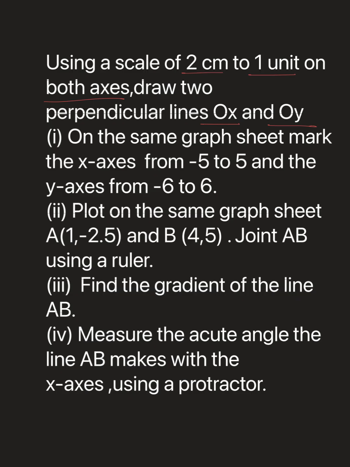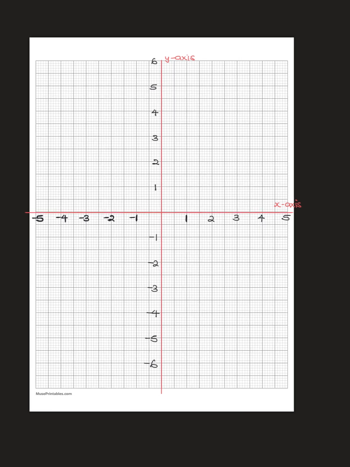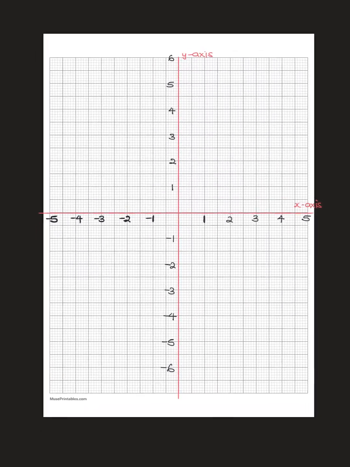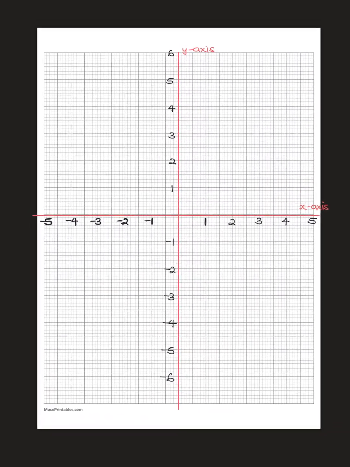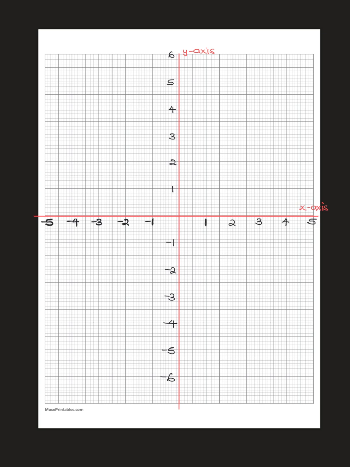So as stated by the question, it says on the same graph sheet, mark the x-axis from minus 5 to 5 and the y-axis from minus 6 to 6. We did that. So let's just make a quick confirmation. All right, we have labeled our x-axis and our y-axis. And for the y-axis, it is from 6 to minus 6. And for the x-axis, it is from 5 to minus 5. These instructions are important to be followed.